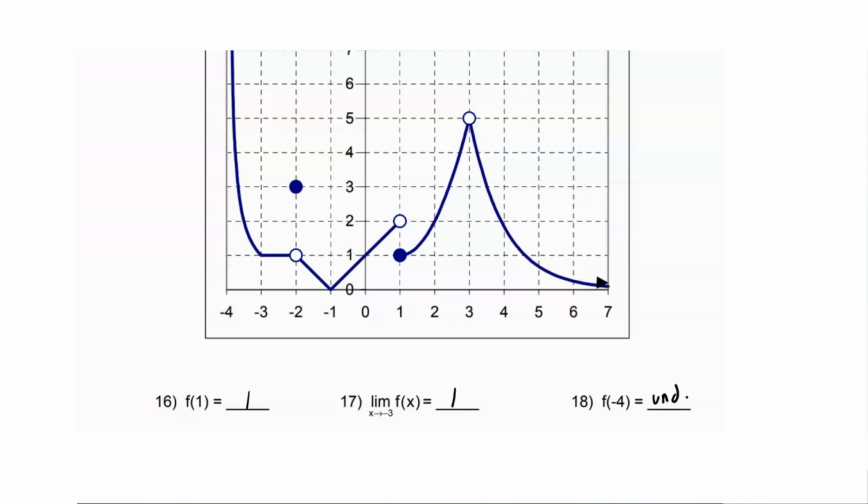Okay, I hope that helps. That was 18 problems with finding limits using a graph. I tried to give you every possible scenario that you can see on the graph.